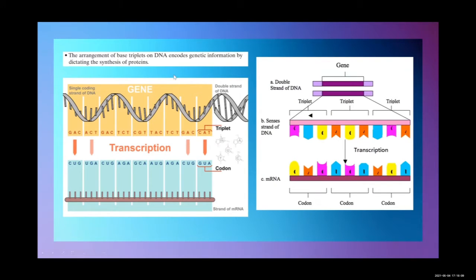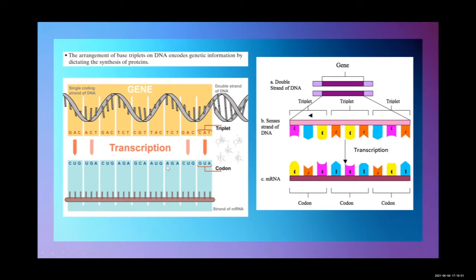And this says the arrangement of base triplets on DNA encodes genetic information by dictating the synthesis of proteins. All right, so if you remember from our DNA coding lab where we made words and then the words made sentences, you needed 3 base pairs to create a codon. A codon right here is going to code for a specific piece of information that will allow for the transcription with RNA, mRNA, and this is how we create proteins. So it's kind of like the words, and when the words go together, they make a sentence, and the sentence makes sense. And that's basically like making one protein.